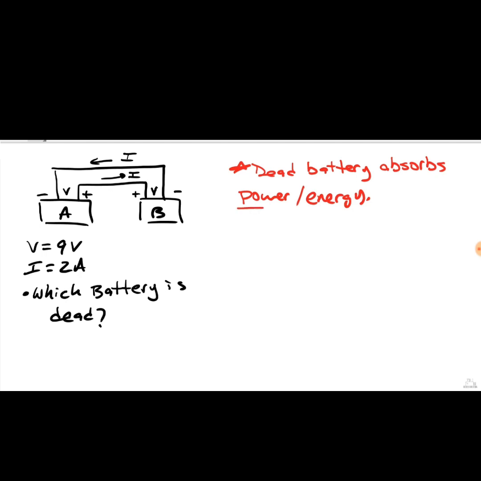We know what power is in circuit theory. Power is equal to V times I. Remember, it can be positive or negative because of the passive sign convention. When power is positive, we say it's absorbing power. And when power is negative, we say objects are delivering power. So all we're trying to see is which battery has the positive power. As long as we know that, we know which battery is absorbing, which battery is dead.